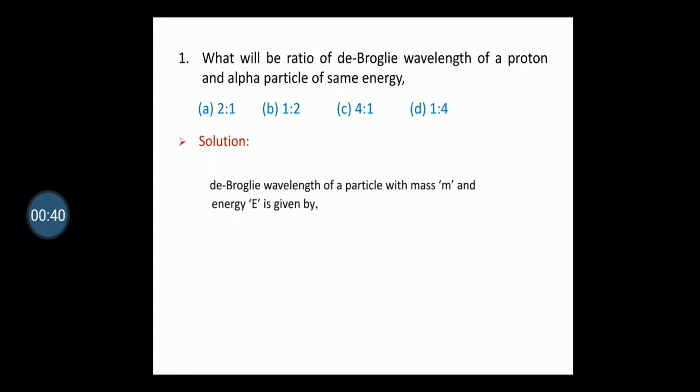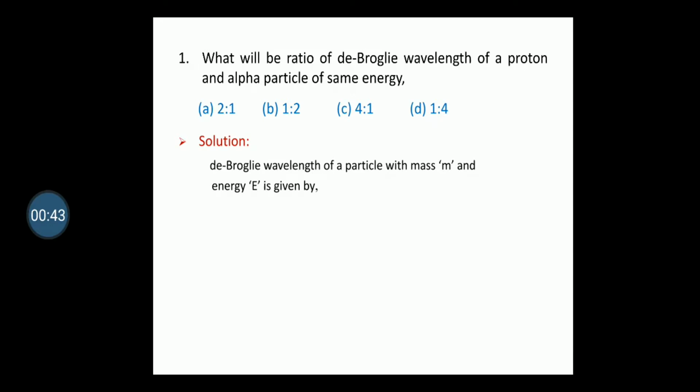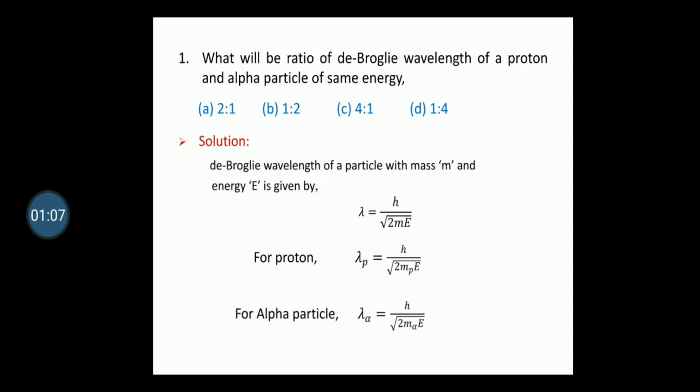We know that de Broglie wavelength of a particle with mass m and energy E is given by lambda equals h upon square root of 2mE. Now we can write the wavelength for a proton as lambda p equals h upon square root of 2 m_p E. Similarly, we can write the equation for wavelength of alpha particle as lambda alpha equals h upon square root of 2 m_alpha E.